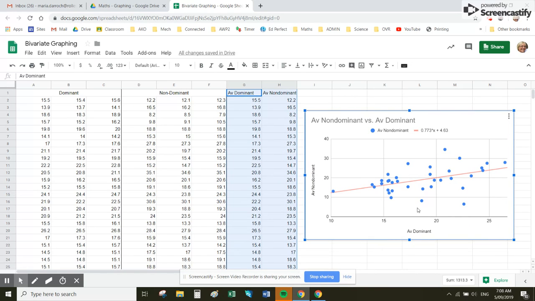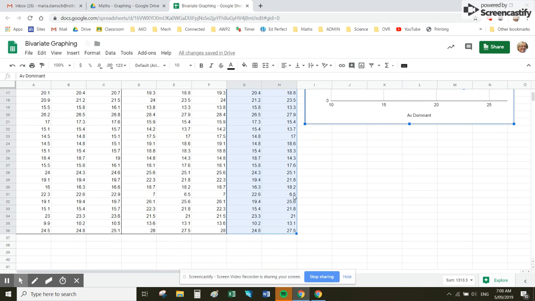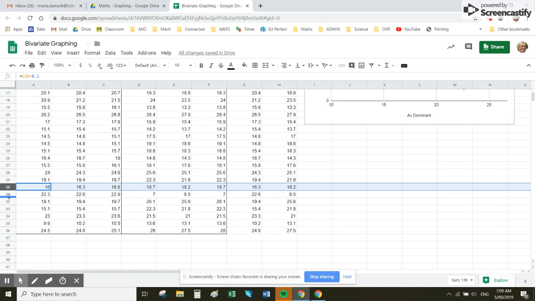Now if I do this, I can look, this one here, I really don't believe that they were that slow with their dominant and that quick with their non-dominant. So I might call this one here an outlier. What I need to do is find that in my data. So 6.5 I'm looking for in this column. Here it is here. And then I'm just going to, not that one.